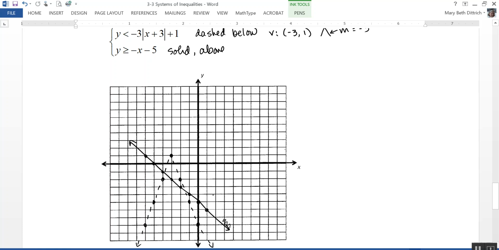So I'm going to be shading above this line and inside the V. That means it's this region in here that ends up getting shaded. Kind of a funky little scalene triangle in there.